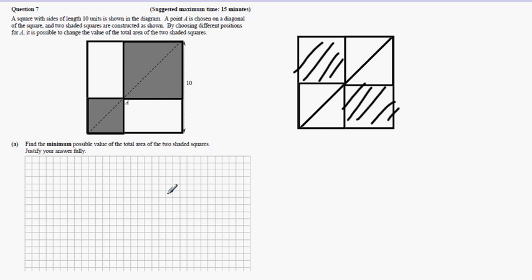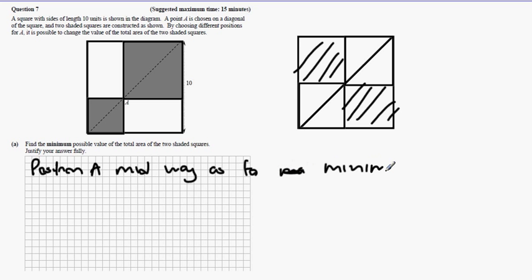Okay. So, what's the minimum possible value of the total area of the shaded region? Justify your answer fully. Well, I would say that position A midway, so as to minimize the area taken up by the shaded squares.